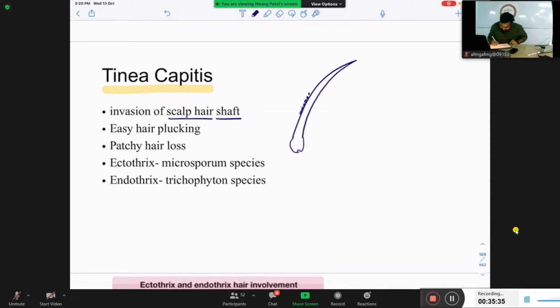Either they can infect from the outside, so this fungus will mainly sit here on my skin. It is eating up keratin like this. So as you can see, this infection is known as the ectothrix infection. So how will you remember the species? Because it is from the outside only, the species is from the Microsporum species.